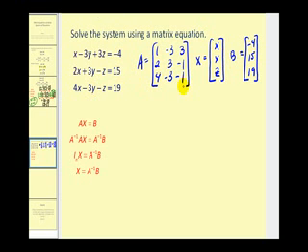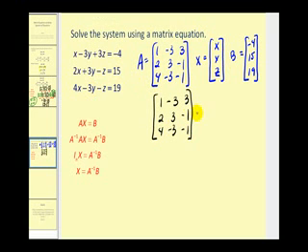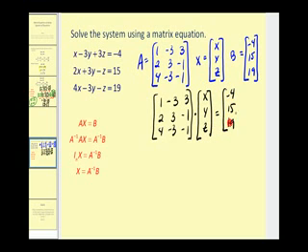So the matrix equation would be the coefficient matrix times the variable matrix must equal the constant matrix. So our goal is to solve this equation for the variable matrix. So what we're going to do is multiply both sides of the equation by the inverse of matrix A.